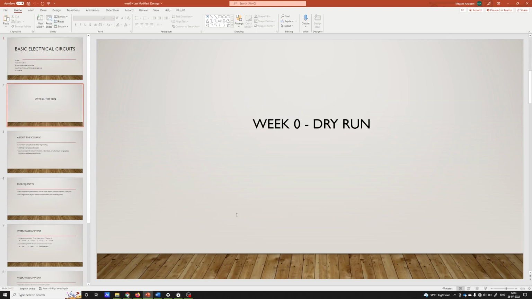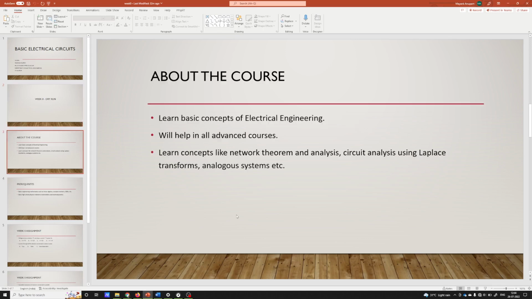Going ahead, this is week 0, or this is simply a dry run to check whether the software is functioning properly or not, or there are no unwanted glitches during the presentation. So let me just briefly go through the content of the course. What can you expect from the course? What we will be expected to do in the course.